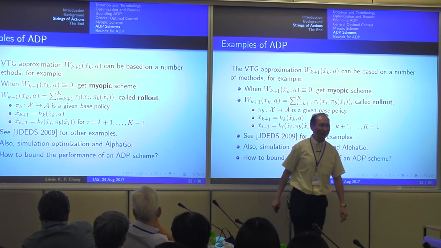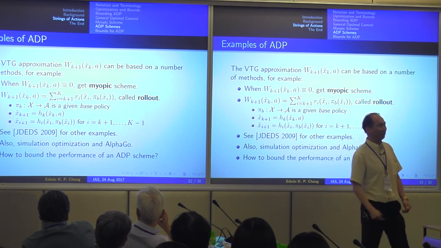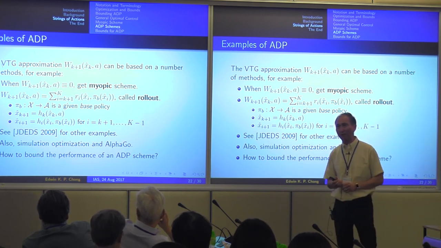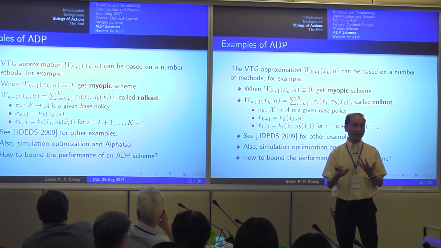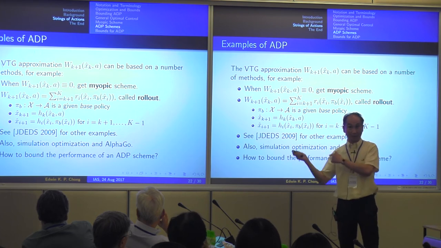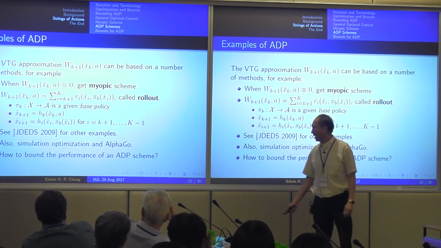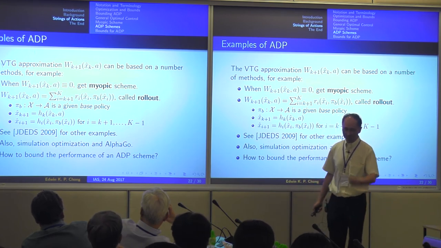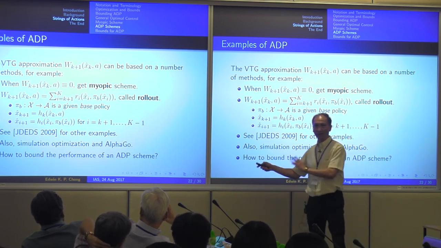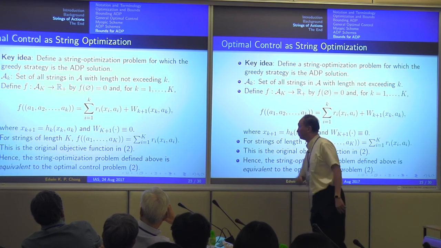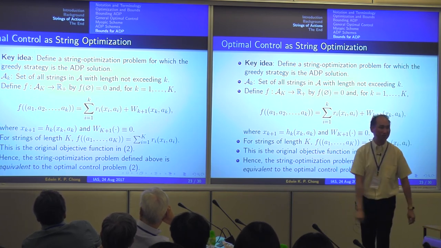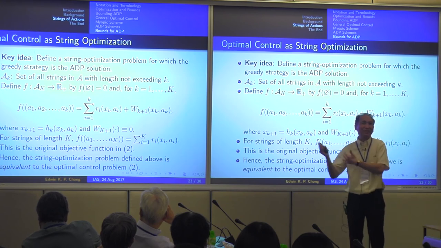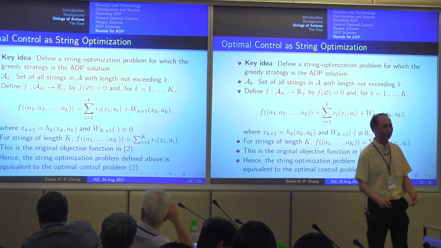AlphaGo probably is the biggest recent popular approximate dynamic programming scheme to make media. You know, it plays Go. And it uses essentially a neural network to approximate that W term. But how can you bound the performance of an ADP scheme? And here we go. Okay, so I'm going to tell you exactly how you do this in the next 5 minutes. The key idea is to define a string optimization problem of the kind I showed you earlier, for which the greedy strategy is the ADP scheme. And I think once I tell you that, you can guess what that is and how you do that, because it's rather simple.